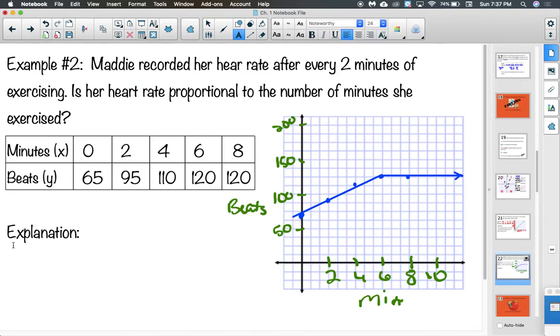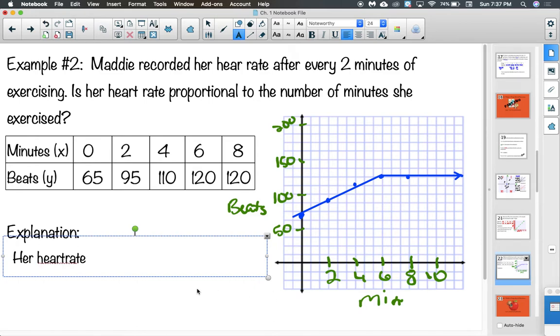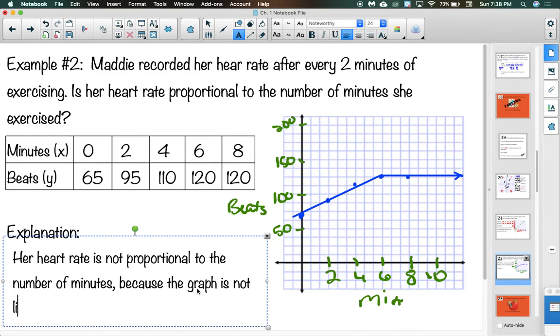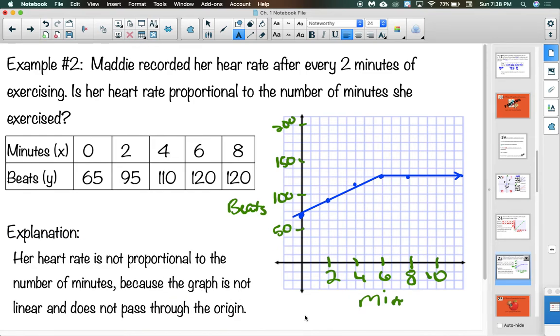So if we want to write our explanation, again, I'm going to type mine to make it quick. I would say her heart rate is not proportional to the number of minutes because the graph is not linear and does not pass through the origin. So neither one of those criteria was met in that graph.